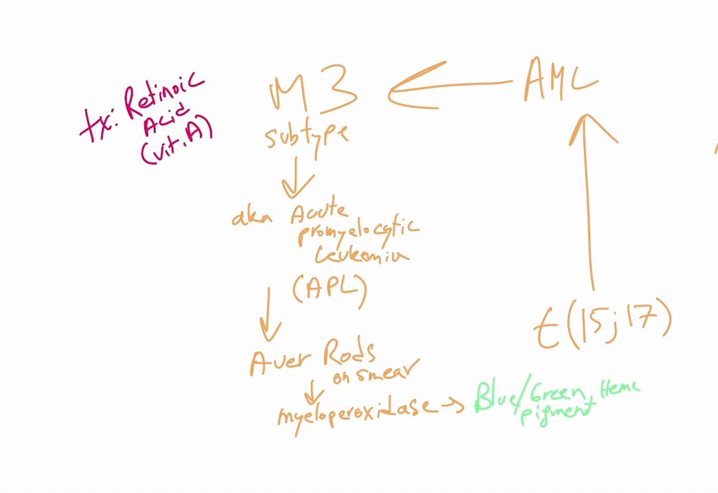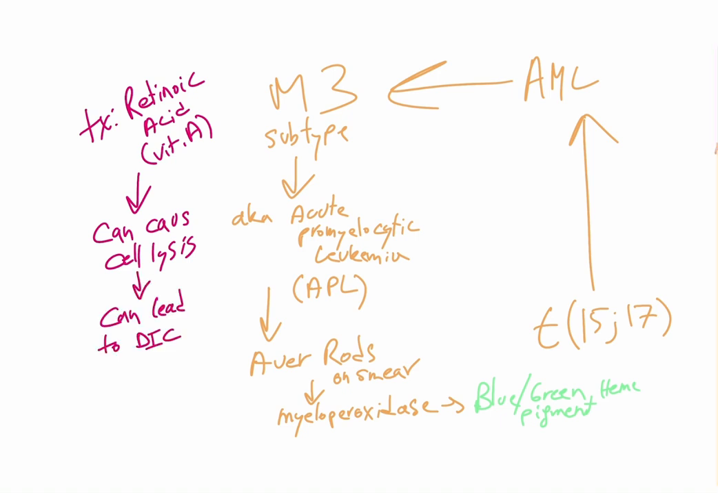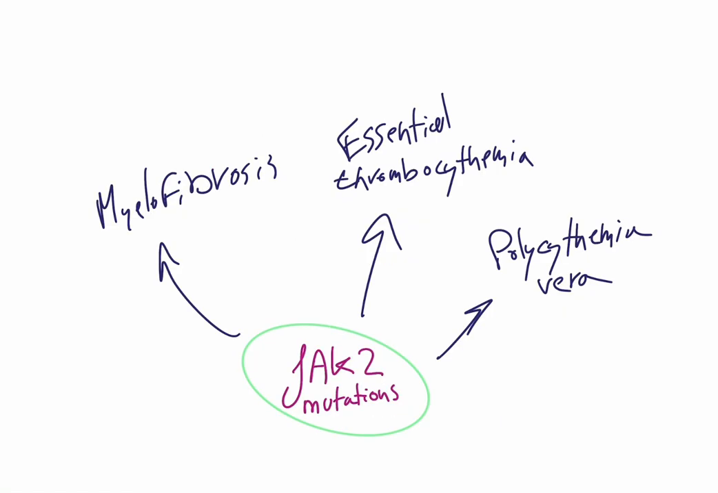Remember, the treatment is all-trans retinoic acid, vitamin A, which can cause cell lysis and lead to DIC, disseminated intravascular coagulation. You need to know this. All right, and just to recap, for JAK2, remember myelofibrosis, essential thrombocythemia, as well as polycythemia vera.